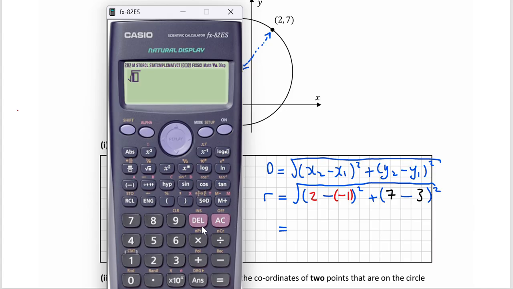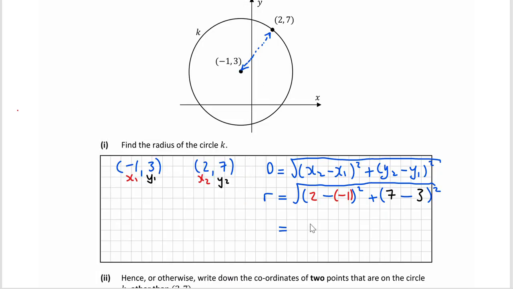Square root of, be careful when you're putting it in now. 2 minus, bracket, minus 1, and the end of that bracket. Close up the brackets overall, press squared, then plus 7 minus 3, all to be squared, press equals, and you get an answer of 5. So that's the radius of circle K.